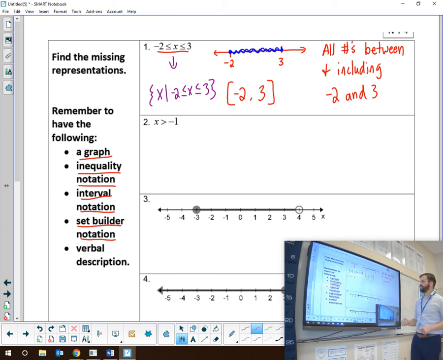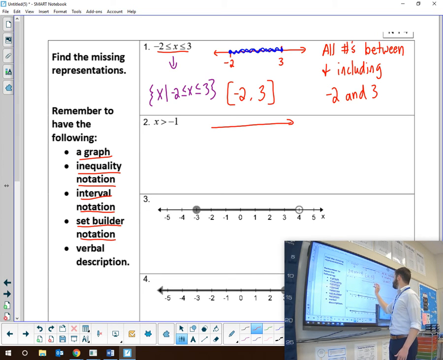Let's move on here to number 2. Number 2, we have x is greater than negative 1. So once again, it gives us the inequality notation. So let's go ahead and make our graph. So we're just going to draw a number line. And we're going to say x is greater than negative 1. So I'm going to put a point here at negative 1. And am I going to circle that point at negative 1, or am I going to fill it in?